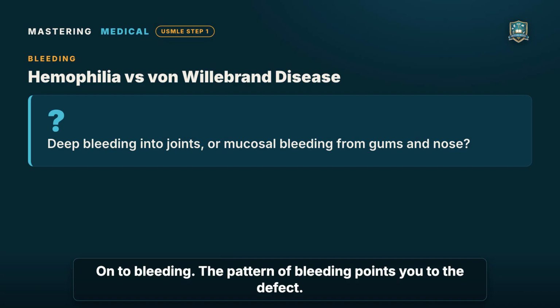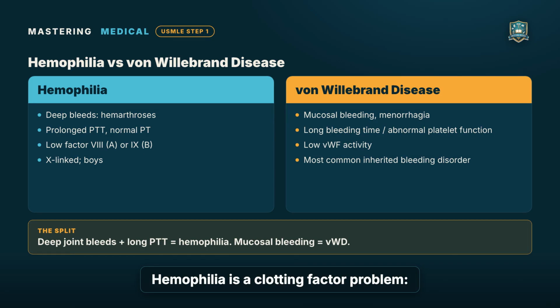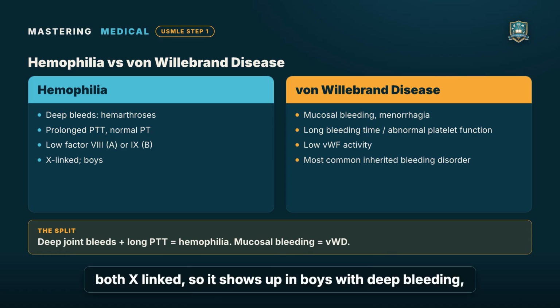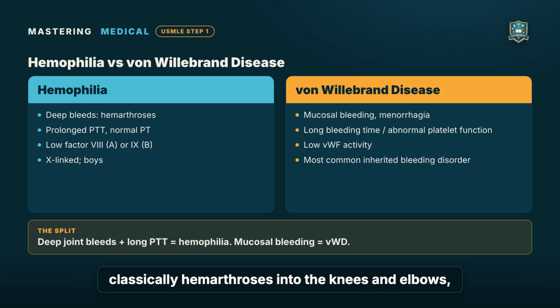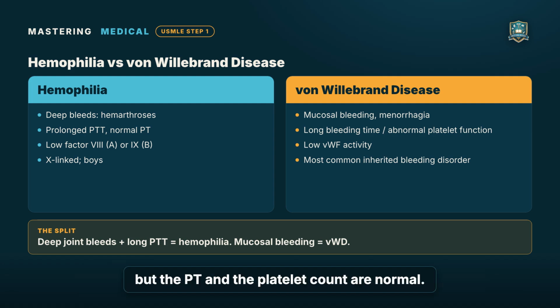On to bleeding. The pattern of bleeding points you to the defect. Are we dealing with deep bleeding into joints or mucosal bleeding from the gums and nose? Hemophilia is a clotting factor problem. Low factor 8 in hemophilia A or factor 9 in hemophilia B, both X-linked, so it shows up in boys with deep bleeding, classically hemarthrosis into the knees and elbows, and delayed bleeding after trauma. The PTT is prolonged, but the PT and the platelet count are normal.